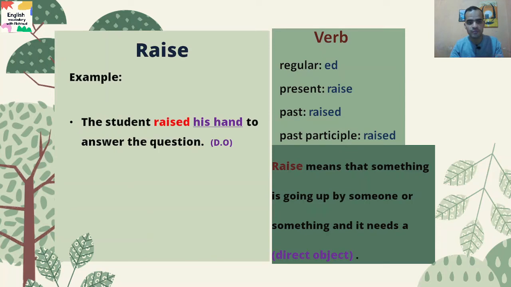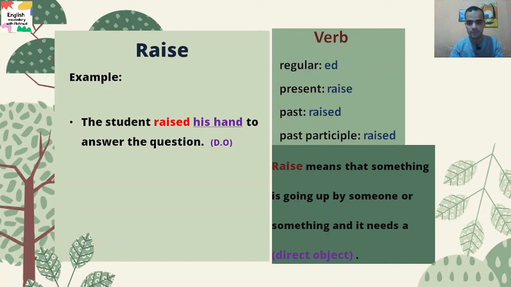The first one says, the student raised his hand to answer the question. Raised is in the past form, and his hand is the direct object, the receiver of the action. So who raised his hand? The student. Here we cannot say the student rose his hand. We should say the student raised his hand, because the student applied a power to raise something, that is his hand.